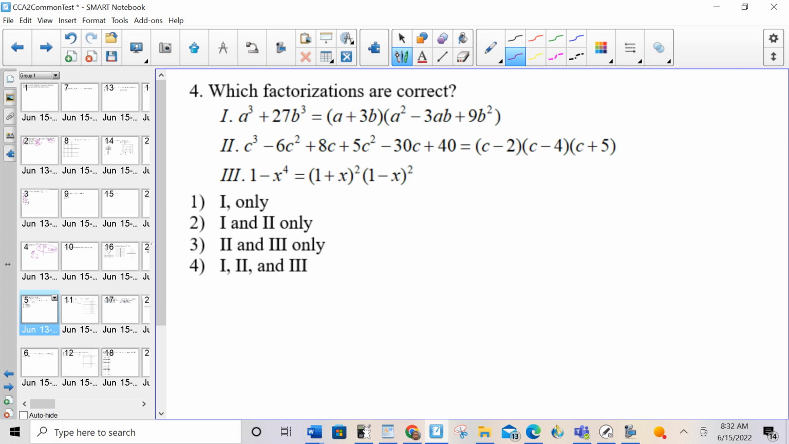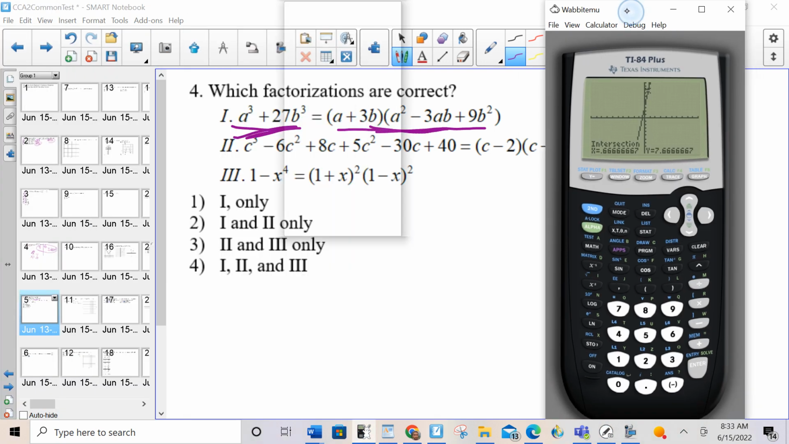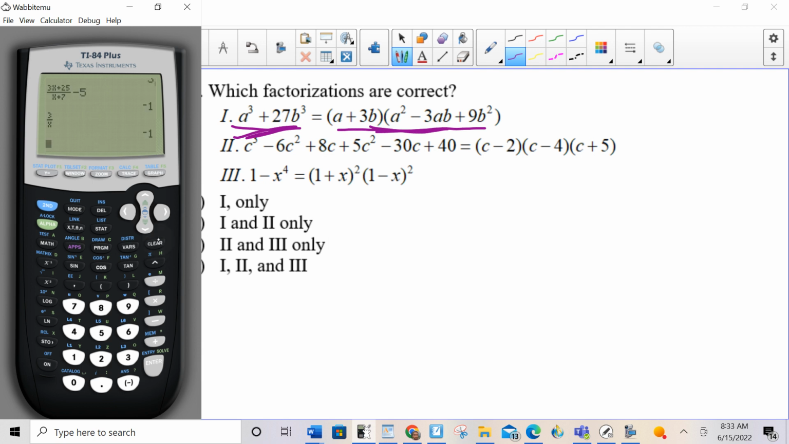Which factorizations are correct? Well, if I want to know if this is equal to this, I'm going to type this in, type this in, and see if it equals out. Instead of A and B, I'm going to use X and Y because I stored values for X and Y. So the first one: X to the third plus 27Y to the third. To type in Y, it's alpha 1. I'm going to type in the right-hand side: X plus 3y times x squared minus 3xy plus 9y squared.